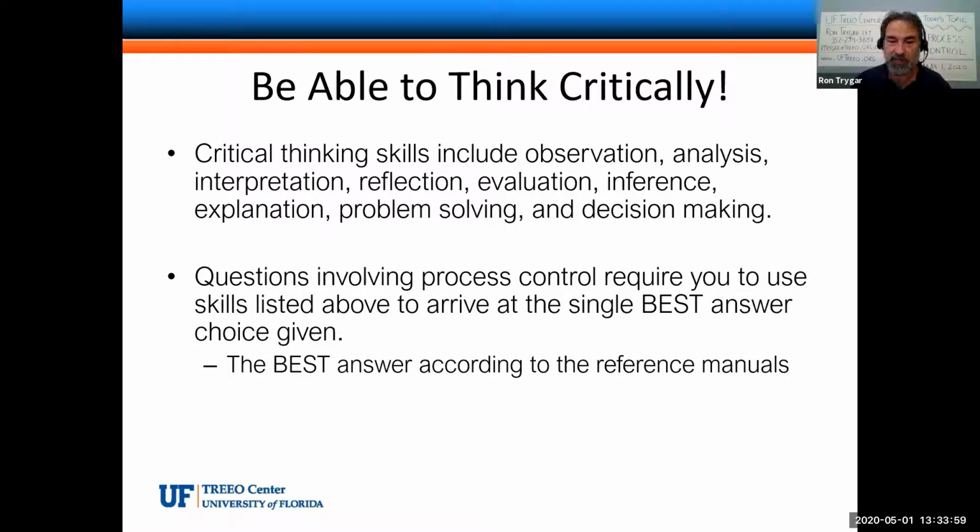The questions that involve process control require you to use any of those skills listed above to arrive at the single best answer on the test. And remember, the exam is written from the books. What is the reference manual saying? So that's where we need to really think about what I think the right answer is, and what the book would say. What would the reference manual say?